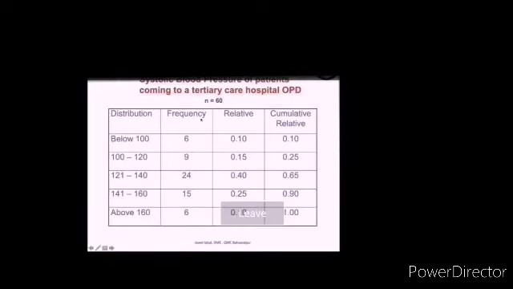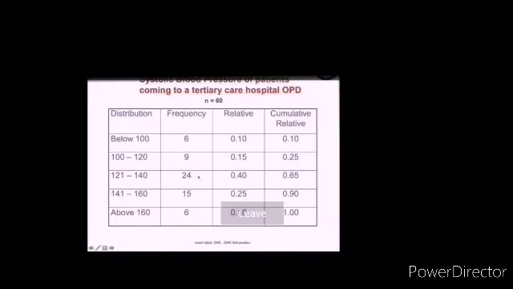For example, we wanted to check the systemic blood pressure of all the patients who come to the OPD. And we found that out of 100 patients, 6 had blood pressure less than 100, 9 had between 100 to 120, 24 had 120 to 140, and 15 had between 141 to 160. 6 had above 160. So the blood pressure more frequently seen is 121 to 140, with a frequency of 24.